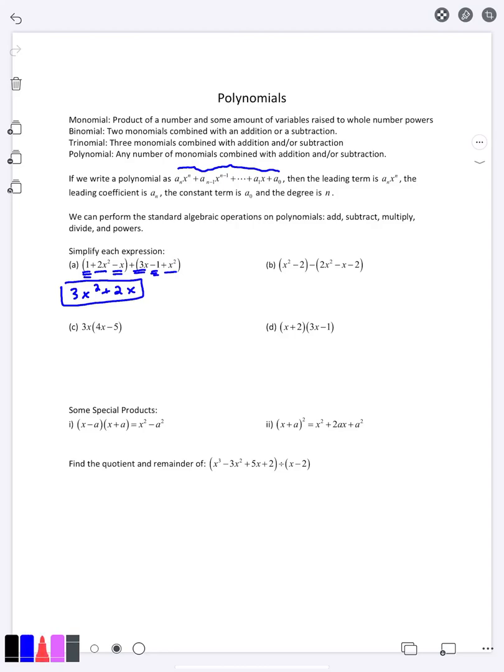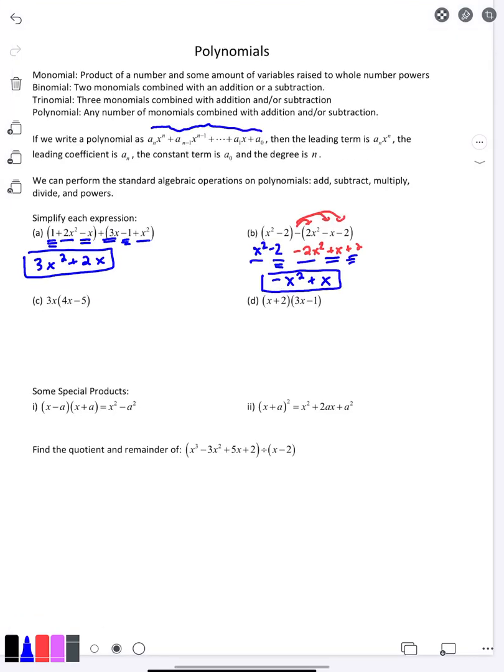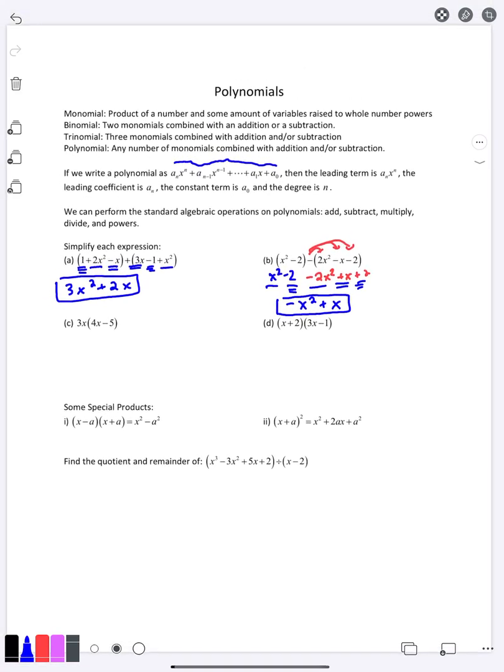When you are subtracting, the only extra step you have to worry about is distributing that negative sign in. And after you've done that, you once again look for like terms. x squared minus 2x squared is a negative x squared. There's only one term plus x. And then minus 2 plus 2 is also 0. So the answer here is negative x squared plus x.